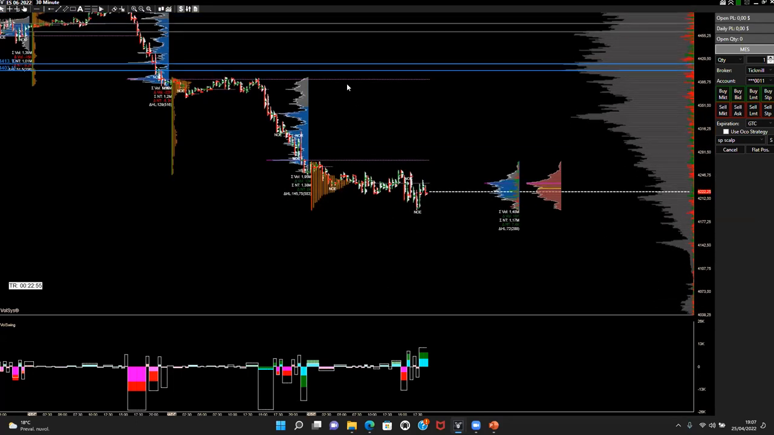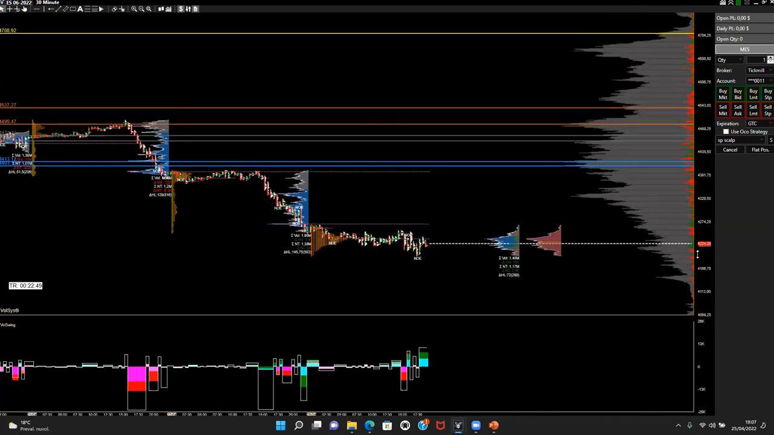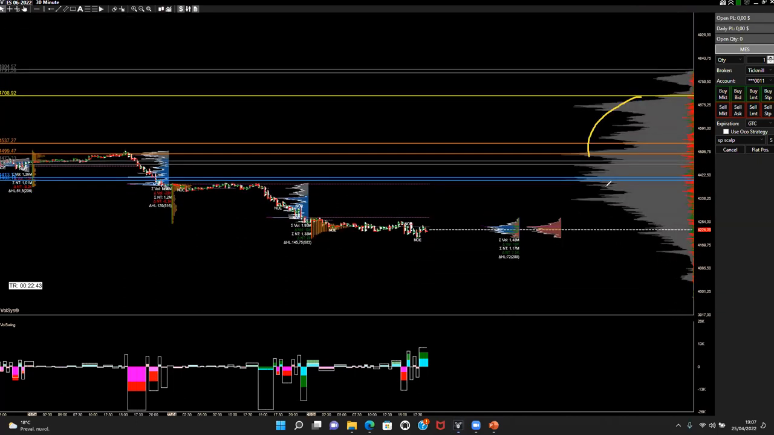As you can see, we are at the very bottom part of a long-term distribution. Right now we are getting closer to high volume nodes located in the south part of this long-term distribution. And that happened because price has basically rejected distributing in the upper part of this very large distribution area.